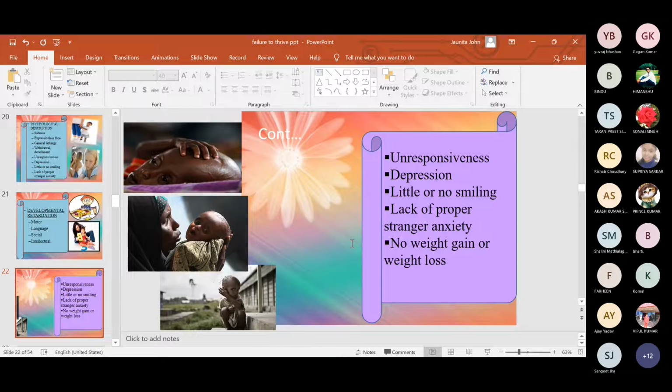Then next is depression. They will be depressed. They have little or no smiling. It is the same as the other points, but with a little modification. Lack of proper stranger anxiety: if any other people come, they will be very much anxious. No weight gain or weight loss. Neither weight gain nor loss is happening, it is stagnant, it remains as much as it was.